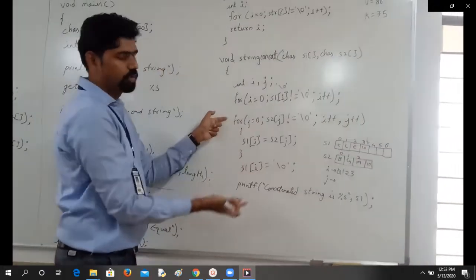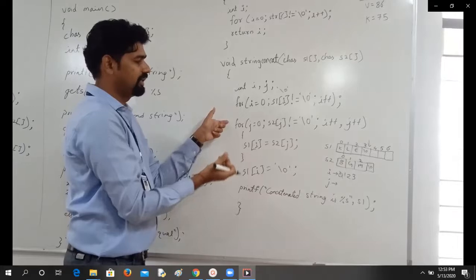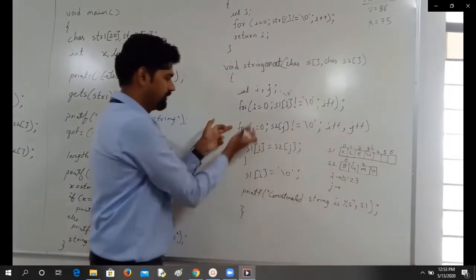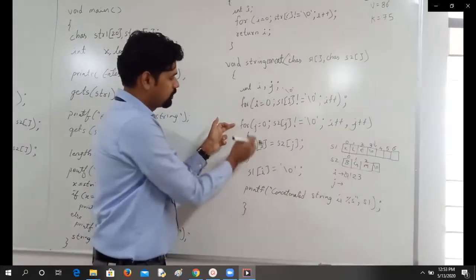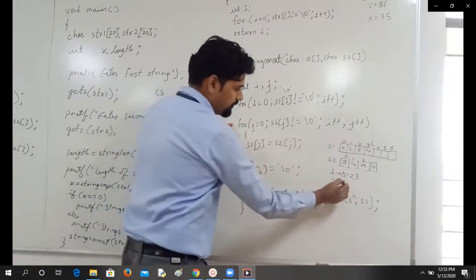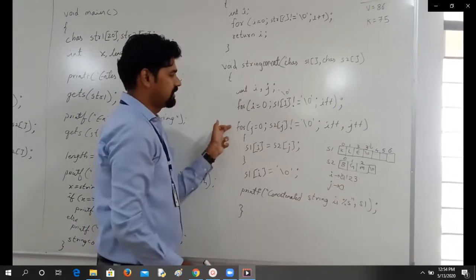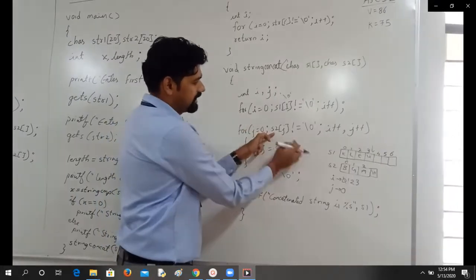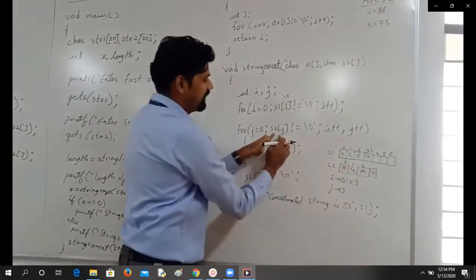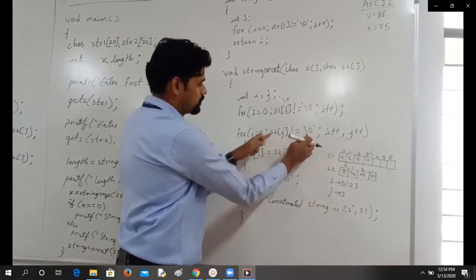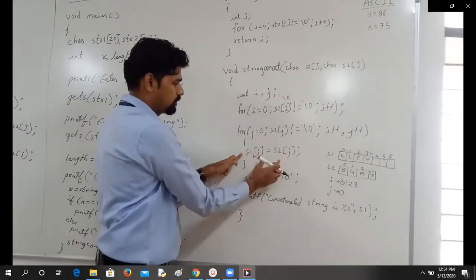Next, I have another for loop. Here I am performing the concatenation, meaning I am copying the second string into the first in this loop. So I make j as 0, which is going to act as the index for the second string. Then I check if the second string has come to an end. Now S2 of 0 is B. That means it has not come to an end, so I come inside.